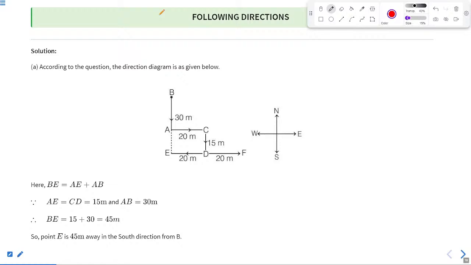We have, according to the question, the direction diagram as given below. B to A is 30 meters, A to C is 20 meters east, C to D is 15 meters south, and E and F are 20 meters from D in the west and east directions. So for BE, the total distance south is 15 plus 30, 45 meters. So E is 45 meters away in the south direction from B.